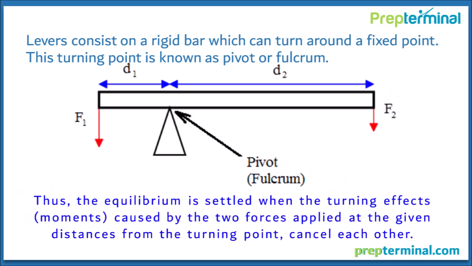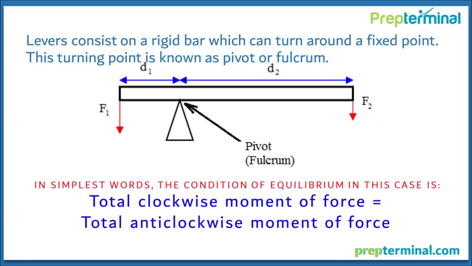Thus, the equilibrium is settled when the turning effects or moments caused by the two forces applied at the given distances from the turning point cancel each other. In simplest words, the condition of equilibrium in this case is total clockwise moment of force is equal to total anticlockwise moment of force.